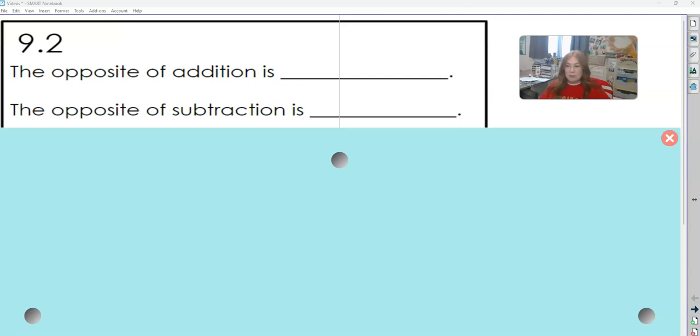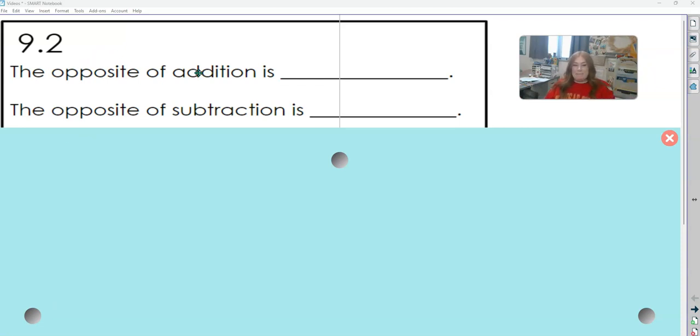For 9.2, we are going to be working on solving for a variable. When we have a one-step equation, we are trying to find the solution to make the equation true and keep it balanced on both sides. So to do that, we use the opposite operation, the inverse.